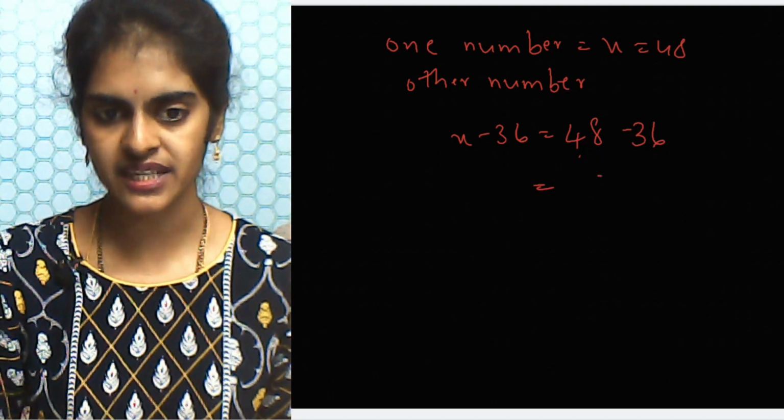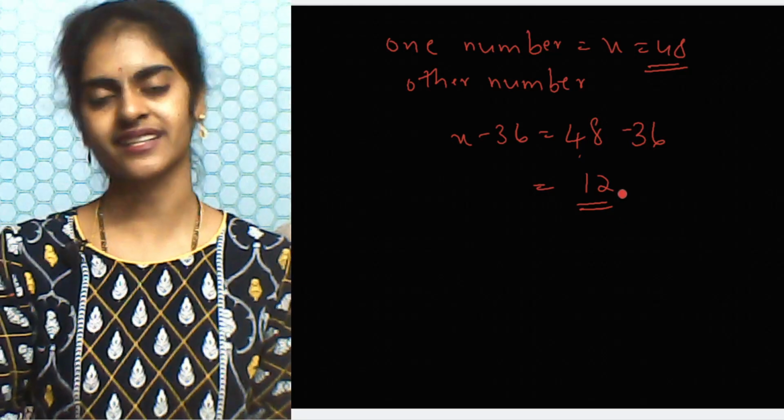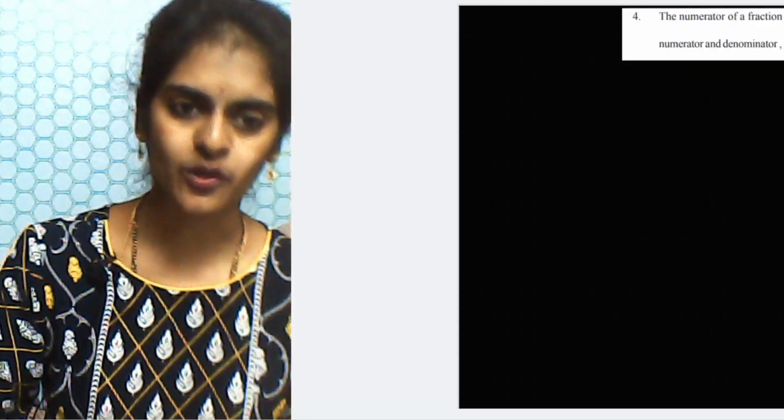So 8 minus 6 is 2, this is 1. So the other number is 12. One number is 48 and the other number is 12. Okay, let us move on to the next question.